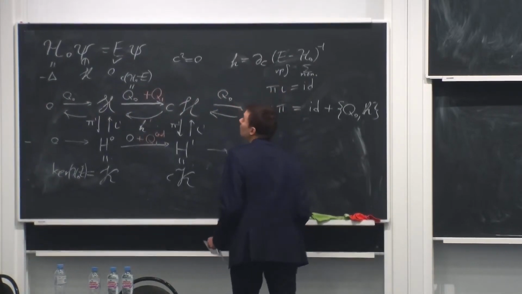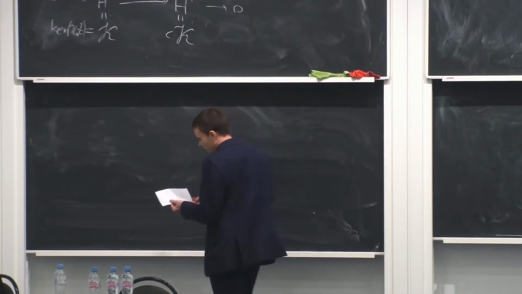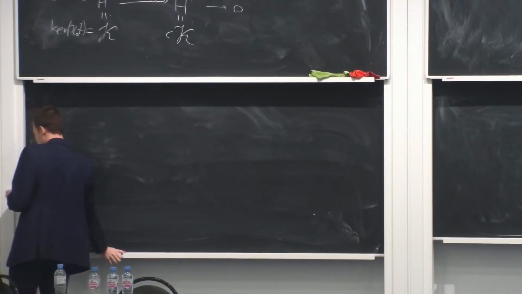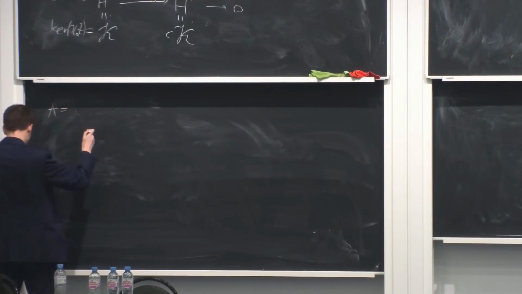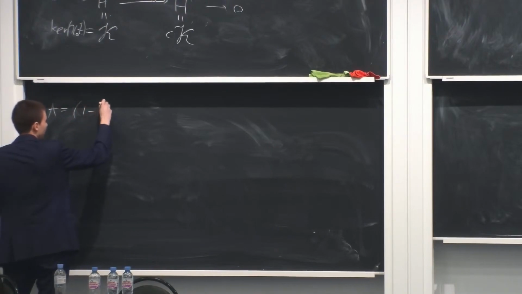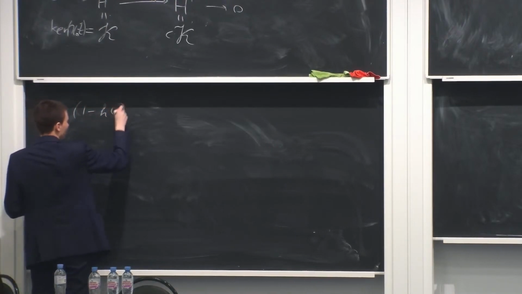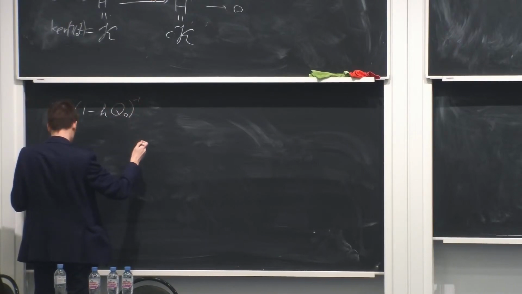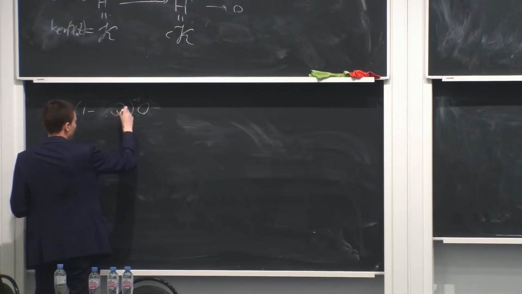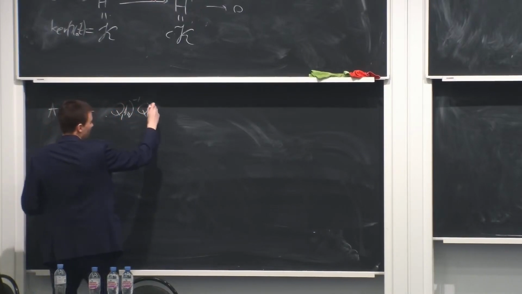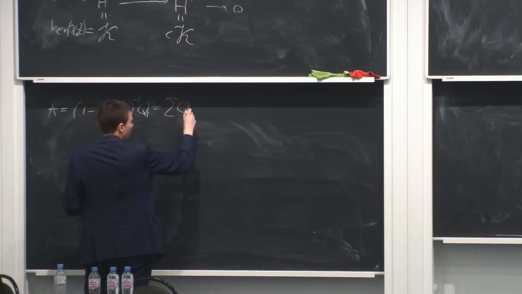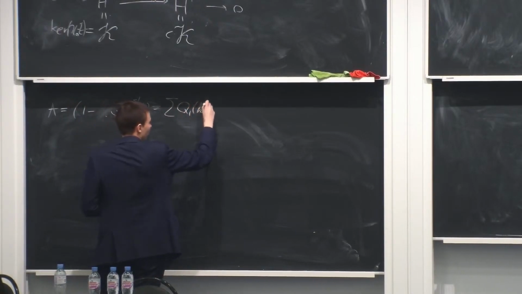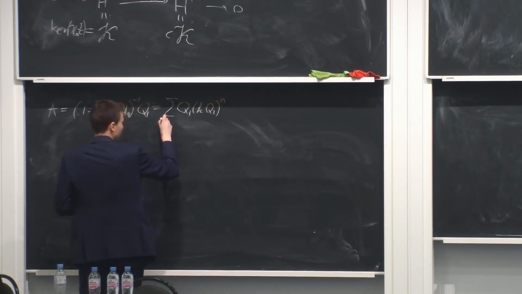Let me just write them here. So let A be 1 minus this H Q naught to the power minus 1. Oh, Q1, sorry. And rather Q1 H. And then Q1 induced. So this is just, as a series, a sum of Q1 times H Q1 to the power n from 0.